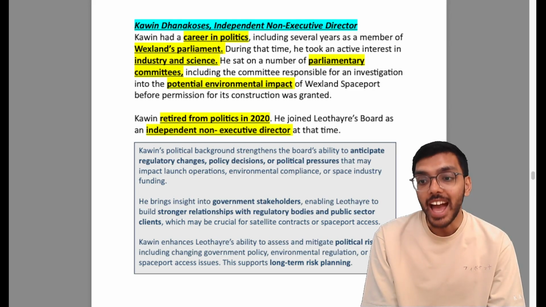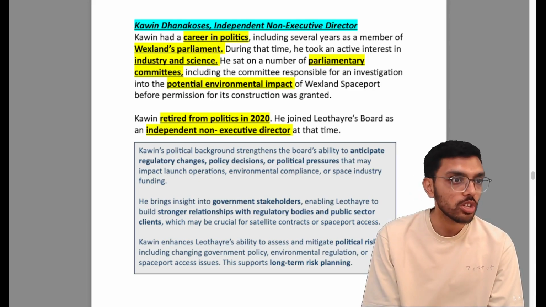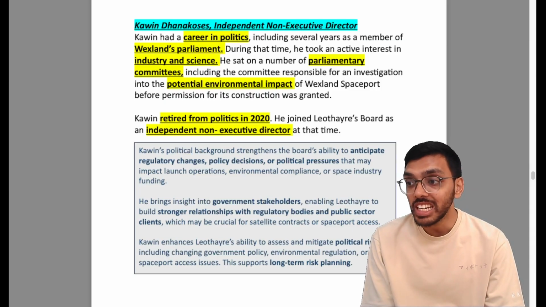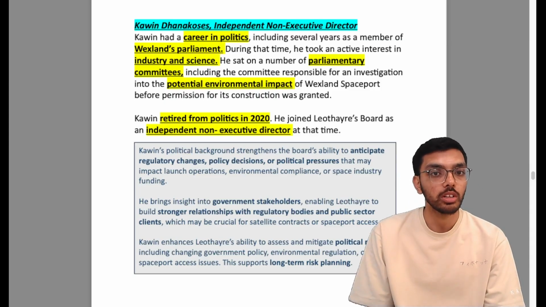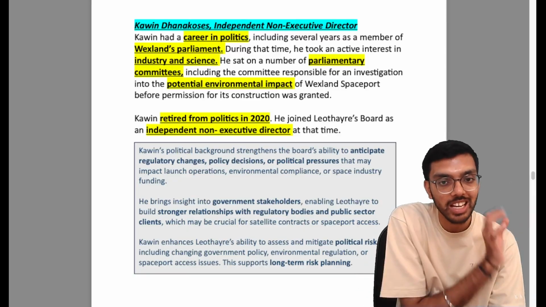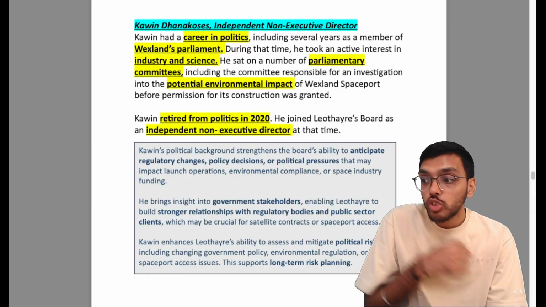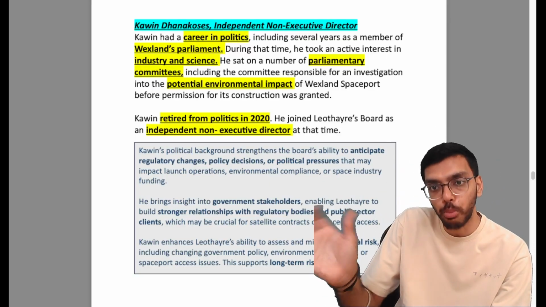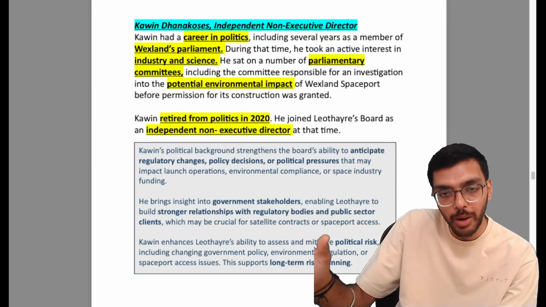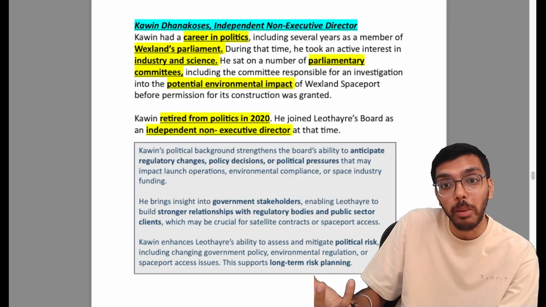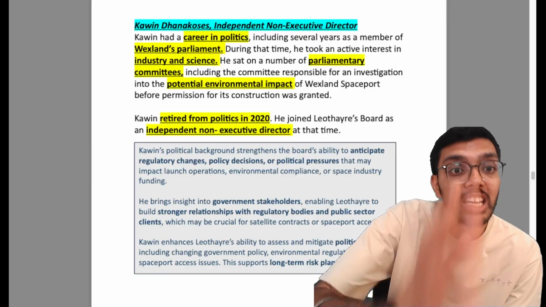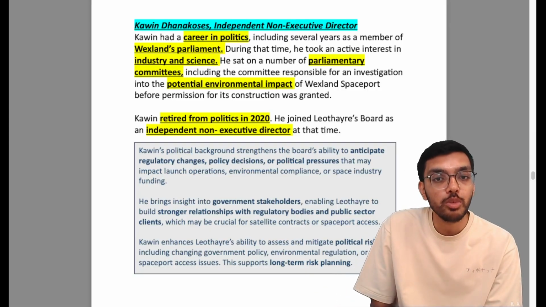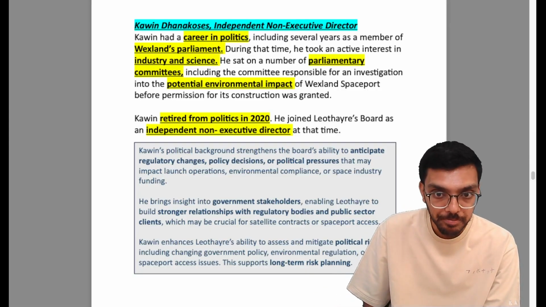So he has say or knowledge about how the government functions. He knows what is needed for spaceport construction because he has granted the permissions. So if we were to expand and create our own spaceport, distant, far away possibility, but things do come up like this in the exam, then his knowledge will be very important. He retired from politics in 2020 and then joined Leothayre.